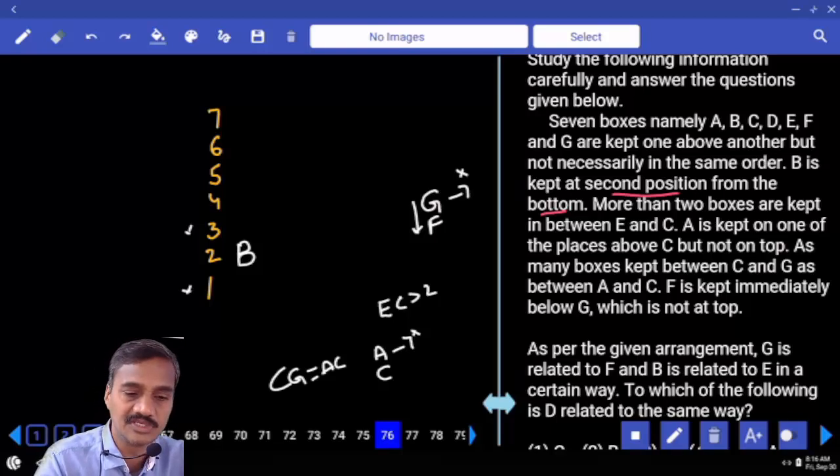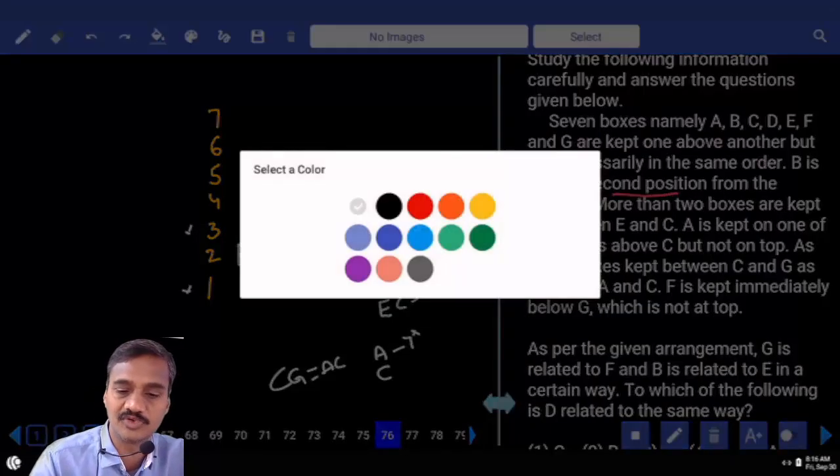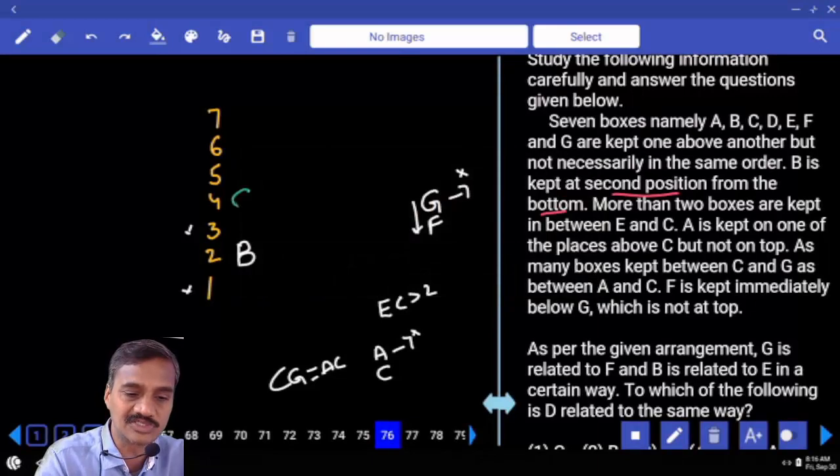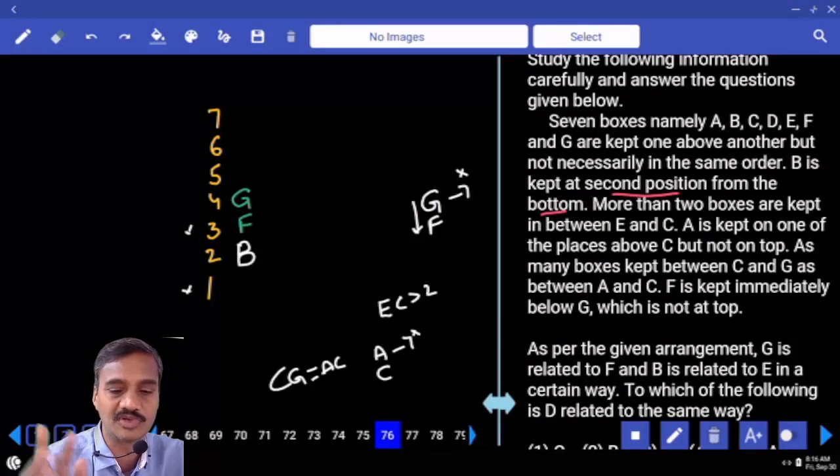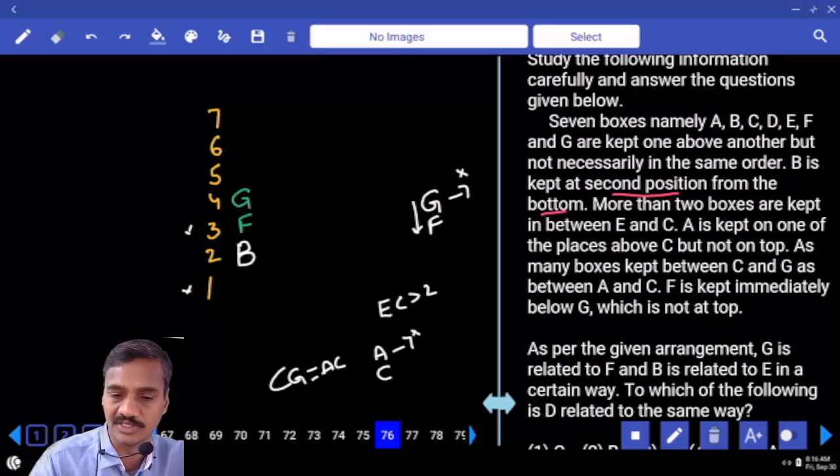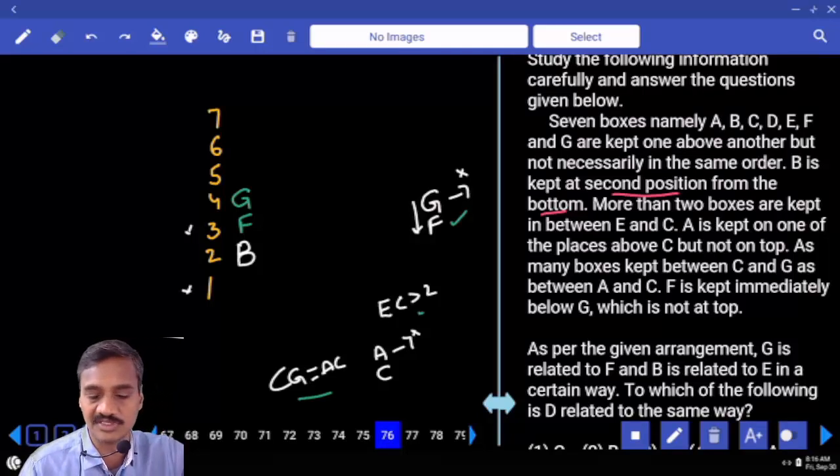Then where is this G? Now tell me whether G can be at the fourth place or not. Now we are just taking a possibility for G and F. Then what is the other possibility? 4 and 5, 5 and 6. And if G and F were like this, then between E and C there must be more than 2. That means A is above this C. And between C and G and between A and C, there must be an equal number of boxes.